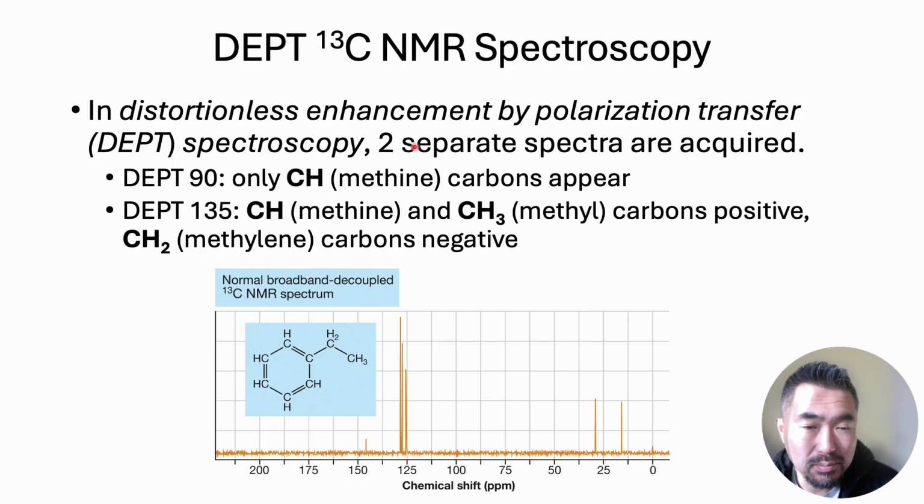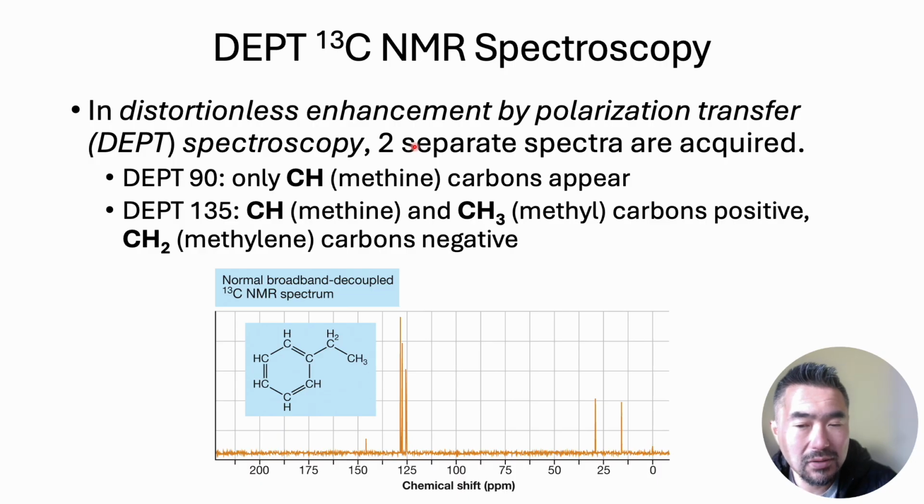DEPT135 gives you methyl CH3s, as well as methylene in actually two different phases, which we'll see what that means in a sec. Why is that useful? Well, for a couple of things. This will help us count how many protons you've got in your molecule in case you don't know the molecular formula to begin with.